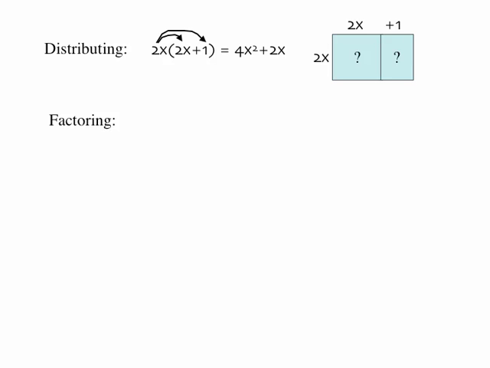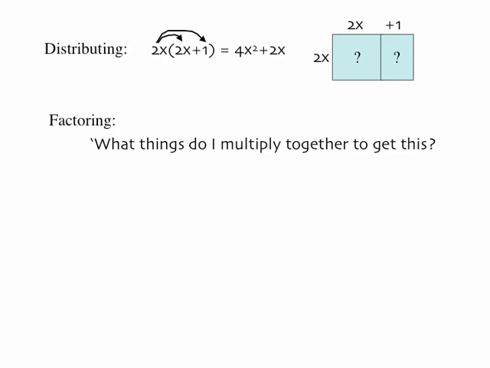Factoring we can think of as going the opposite direction as distributing. You can think of it as undistributing things. Remember, factoring is all about what things do I multiply together to get a particular number. So the factors of 36 are 6 times 6. The factors of 3x are 3 times x. The factors of 6x squared are 3 times 2 times x times x. Because when I multiply 3 by 2, I get 6, and when I multiply x by x, I get x squared.